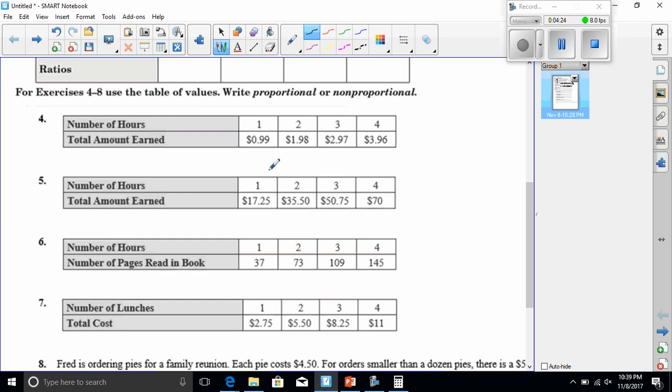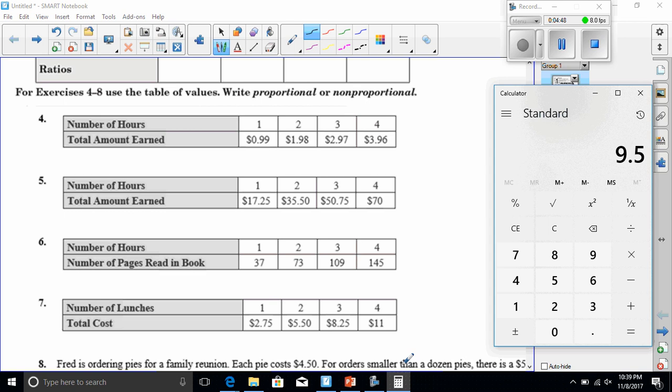For number 5, if I check it, that is going to be 17.25 divided by 1. That pretty much tells me that the rate is 17.25. Now I have to see if I get the same answer when I divide 35.50 by 2. If I take 35.50 and divide it by 2, we get 17.75. But wait a minute, 17.75 isn't the same. Let's just double check. I want to be absolutely sure.